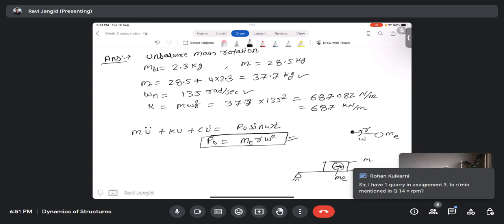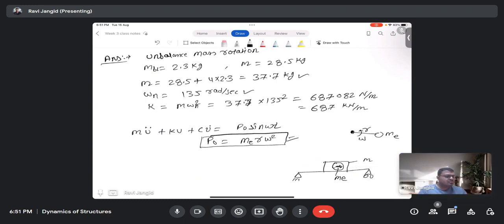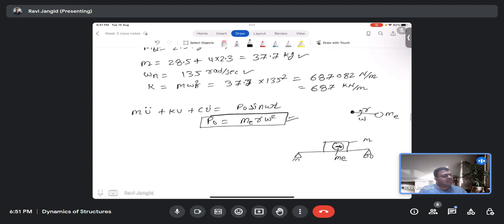No, no, can you show that P naught in that beam? I can represent the beam as a stiffness, a damping, and a mass, and my p naught is applied here, p naught sine omega t. So now my p naught is this.